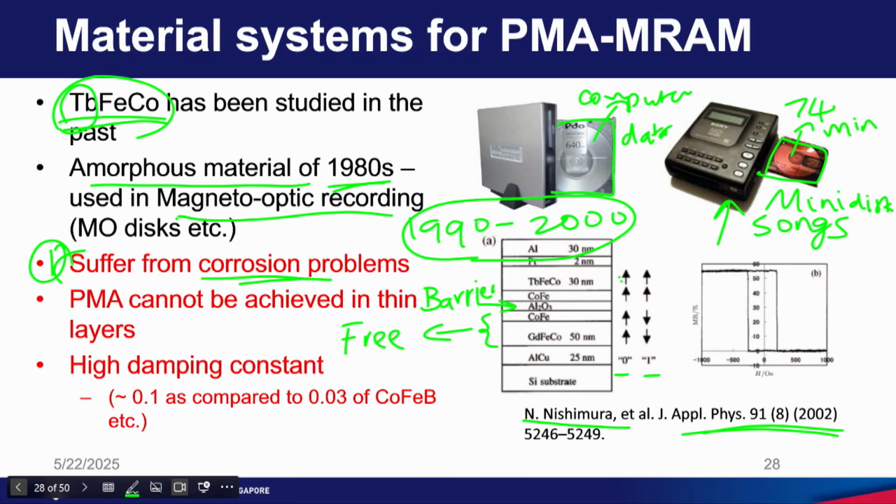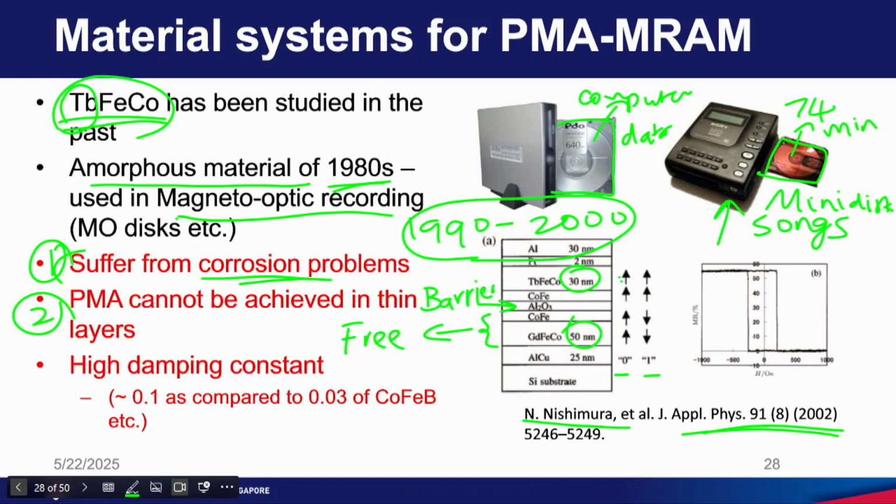The second problem with this particular technology is that you need to use very thick layers, like 13 nanometer terbium iron cobalt, 15 nanometer gadolinium iron cobalt and things like that. So only then you can get PMA. So later you will have a writing problem when you have very thick layers.